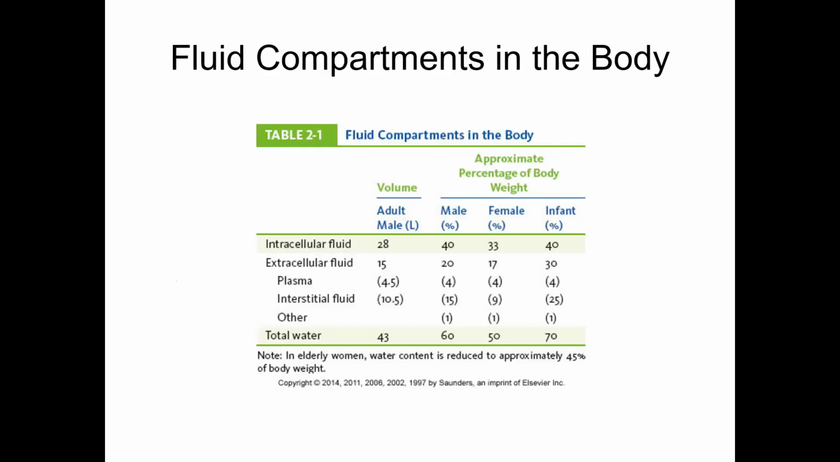About 60% of a male's body weight consists of water. About 50% of the female's body is water, and the infant's body is about 70% water. In the older adult, we see a decrease to about 45%. It's that increase in water for the infant and that decrease for the older adult that place them at higher risk for things like dehydration.